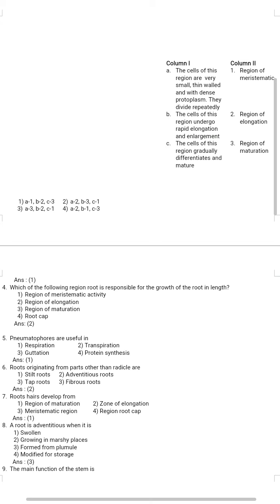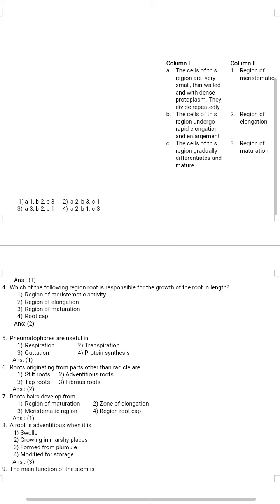Let's talk about the first one, column 1. The cells of this region are very small, thin-walled and with dense protoplasm. They divide repeatedly. So can you guess which region this is? Which region do you think it is? It is nothing but 1, region of meristematic activity only.